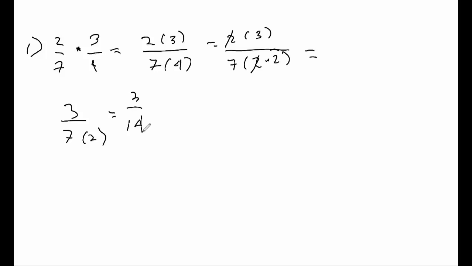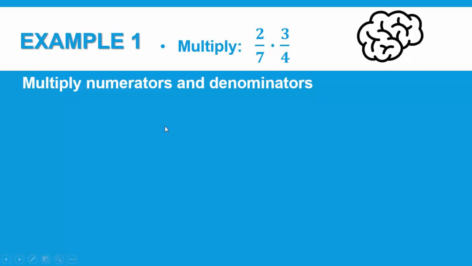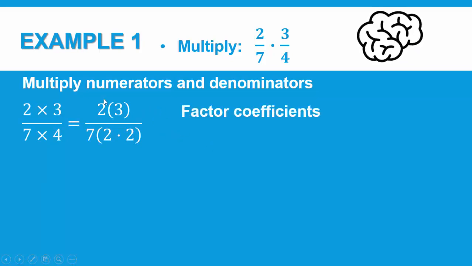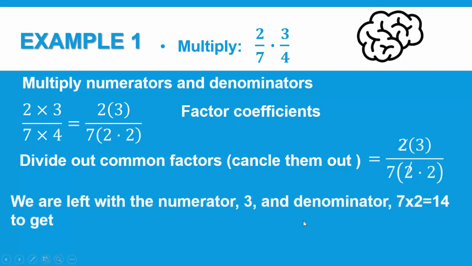So sometimes things can be easier if I simplify as I go along. Returning to the PowerPoint and reviewing what we just did, we multiplied the numerators and denominators. We factored out the coefficients. We divided out the common factors, meaning we canceled them out. There it was, the 2's. And we are left with the numerator 3 and the denominator 7 times 2, which is 14, to get our final answer, 3 over 14.